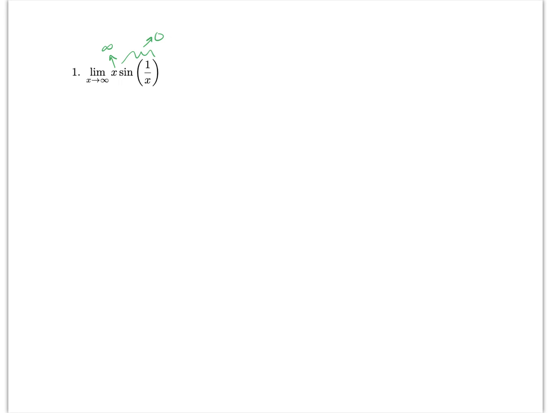So I have an indeterminate form. Infinity times 0 is an indeterminate form. I don't know what the product is. So I'm going to try to rewrite it as an indeterminate form that looks like either 0 over 0 or infinity over infinity. So I'm not doing L'Hopital's rule yet. Right now, I'm just rewriting what's inside what I'm taking the limit of.